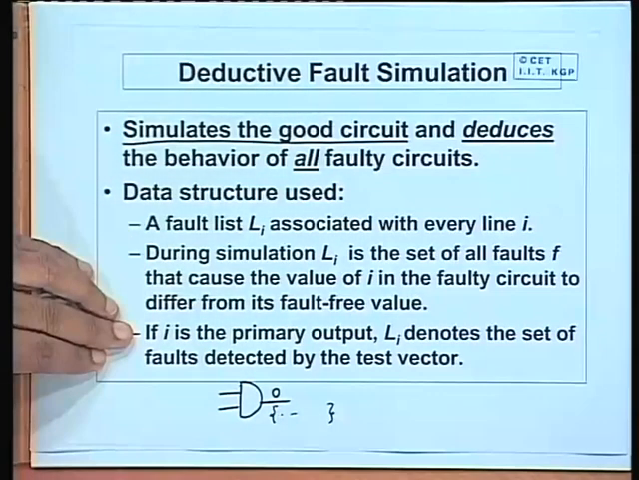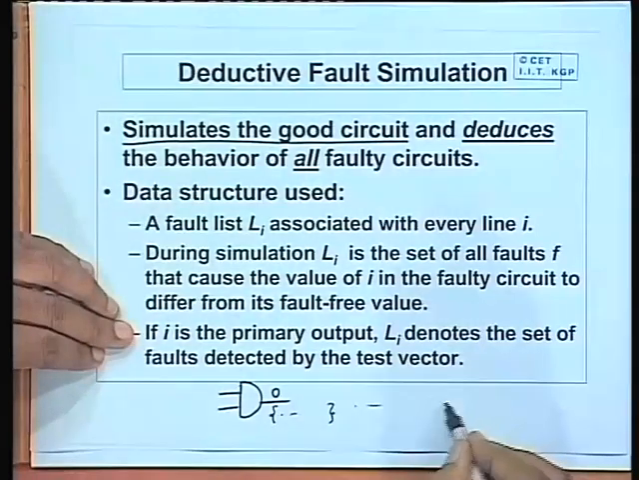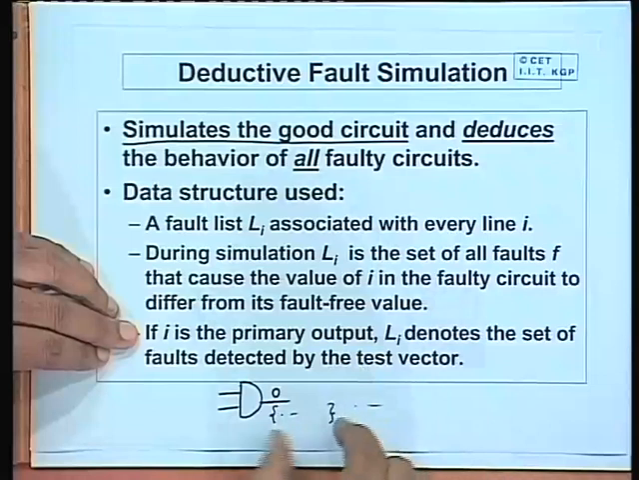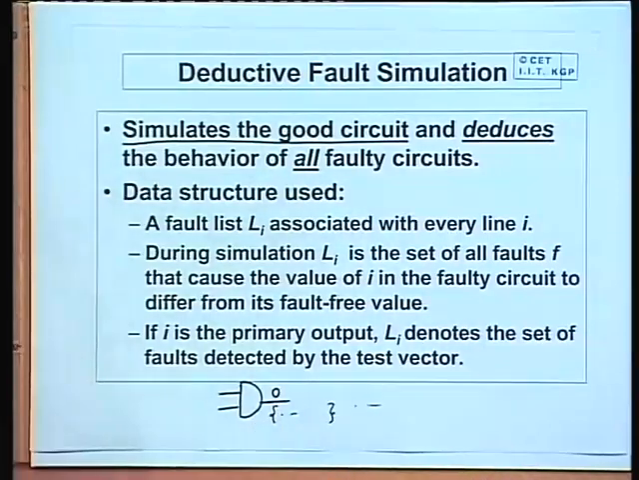Okay. So, you continue this process, finally you arrive at the primary output. In the primary output, the corresponding set will indicate those faults which will actually get detected, because those faults which will change the output value from the fault free value means those are the faults which are getting detected. We will explain how, but there is another important step in this method. This is called fault list propagation.